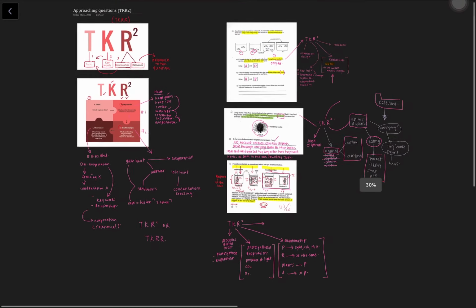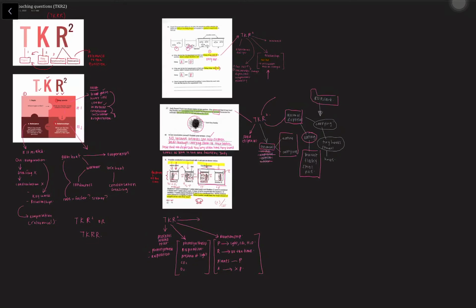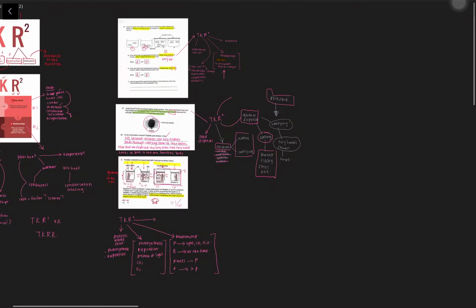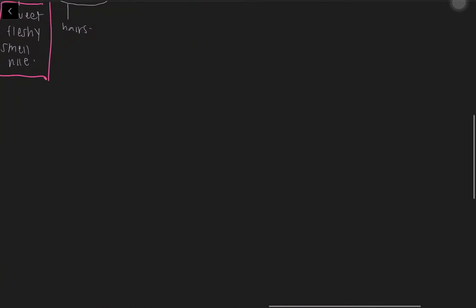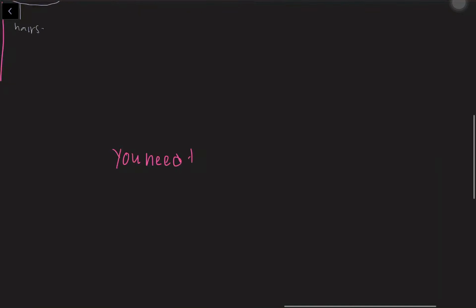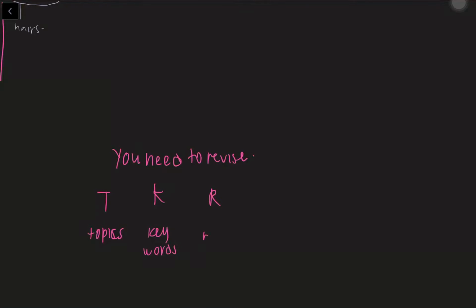Okay, so I hope that you remember what I've taught in this lesson today. So TKRR, you can use it for any of your questions. So what you need to remember is that for you to use TKRR properly, you need to revise. And you need to know your topics. You need to know your keywords. You need to know your relationships between the keywords. And for R, when you are doing your question, you need to find out what information is relevant.